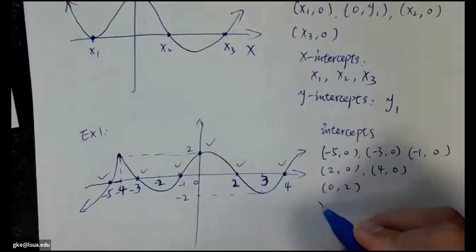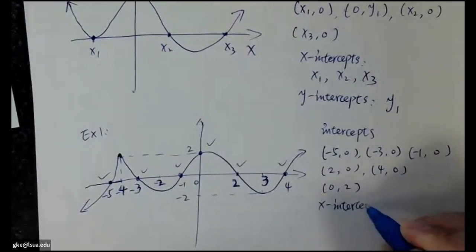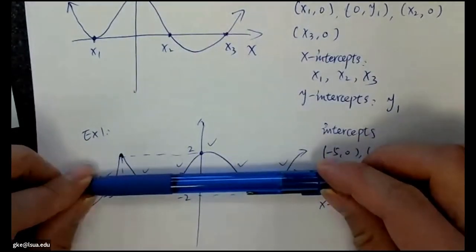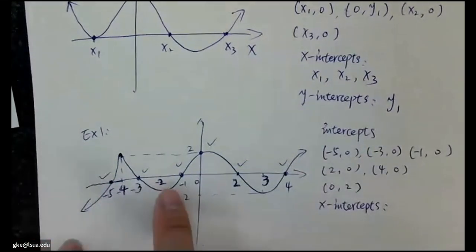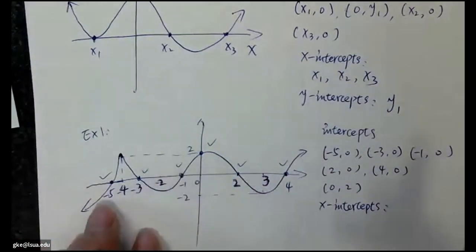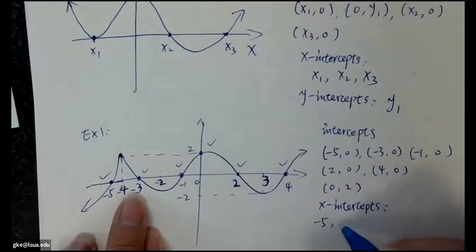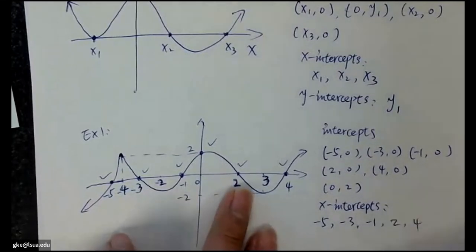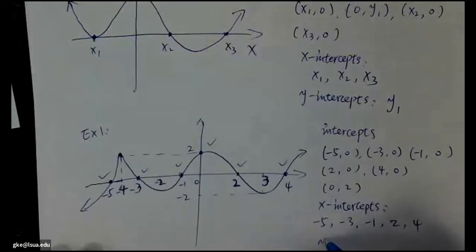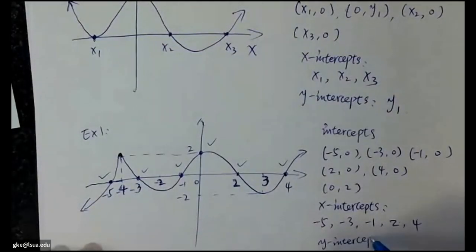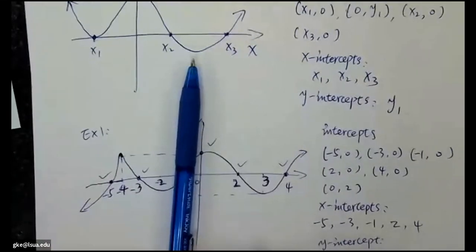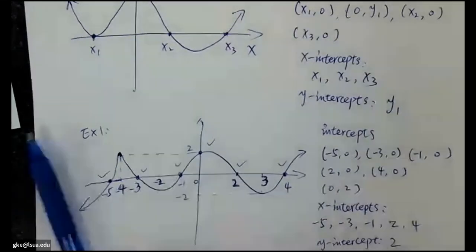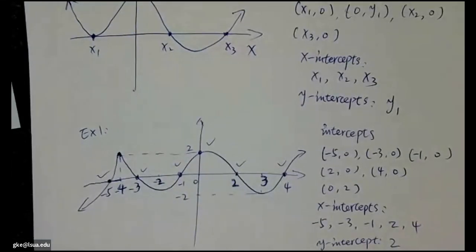So for the x-intercept, the curve touches or crosses over the x-axis. How many points? 1, 2, 3, 4, 5. Just these 5 points. So those are values: -5, -3, -1, 2, and 4. And for the y-intercept, the curve touches or crosses over the y-axis. The 1 point is 2, right? That's it. Okay, that's the principle.